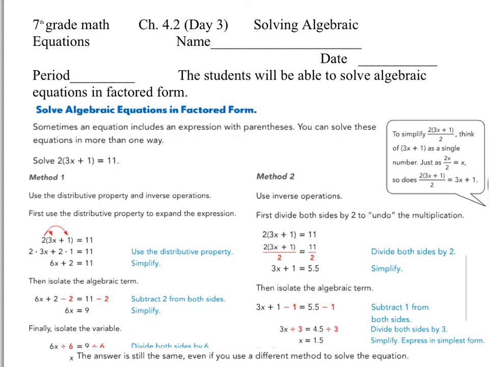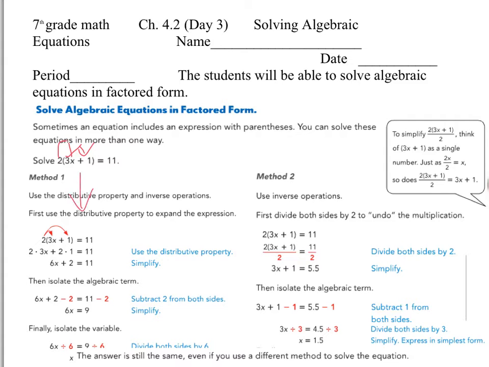So sometimes an algebraic equation includes an expression with parentheses. You can solve equations in more than one way. So what we're going to do is what we've been doing for a couple weeks now. We are going to use the distributive property because we cannot combine 3x plus 1. They are unlike terms. So we are going to distribute the 2 to each term separately.